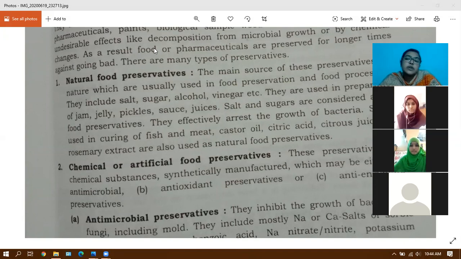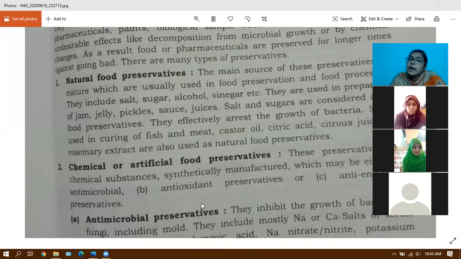There are many types of preservatives: natural preservatives, and chemical or artificial preservatives. Natural food preservatives are found in nature. That means the main source of these preservatives is nature, like salt, sugar, vinegar, alcohol. These are natural preservatives. They are used to prepare jam, jelly, pickles, sauce, juice, etc.